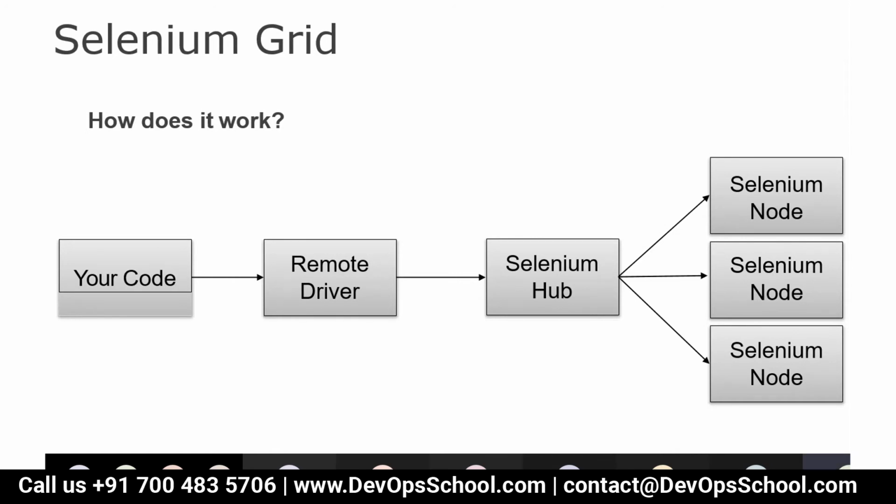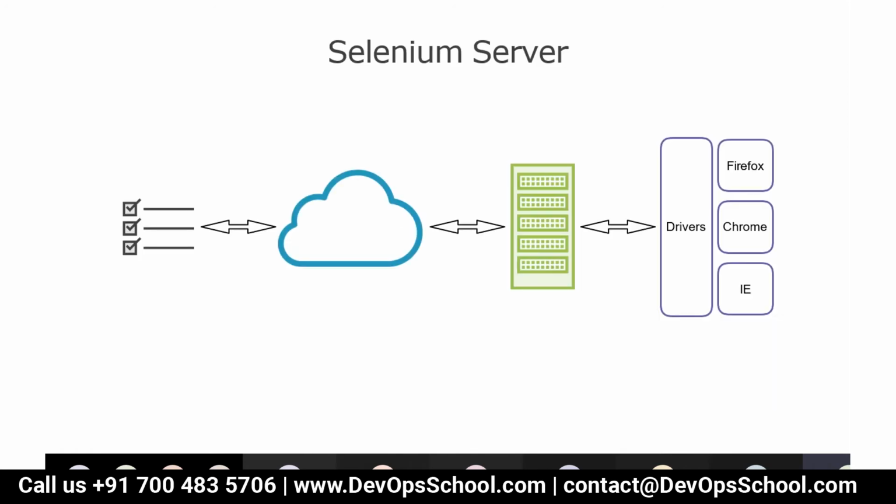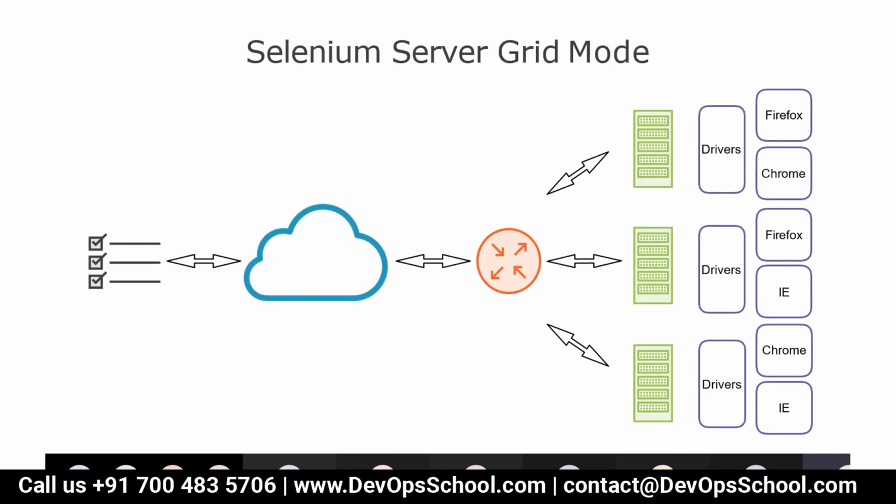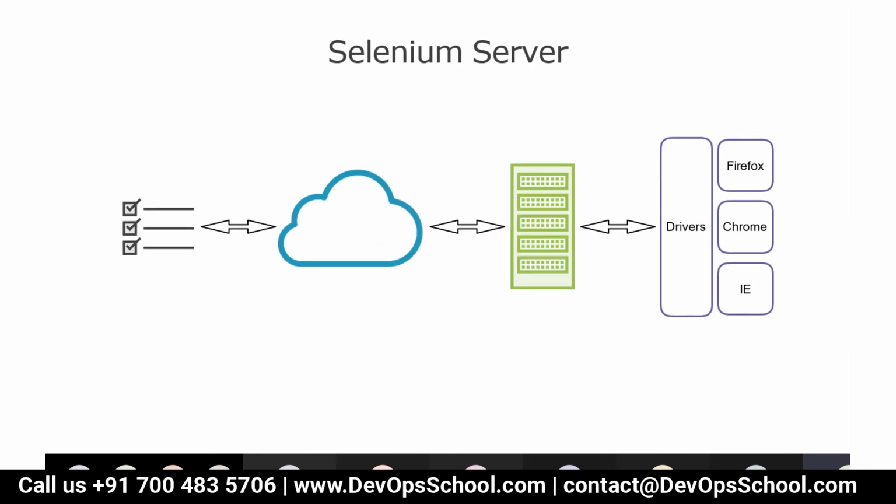So from now onwards, whatever code you have, you will send it to the Selenium Hub, and the Selenium Hub will send that code to some available node, run it, and give you the results. So that is the workflow. This is the difference here. Look at this.